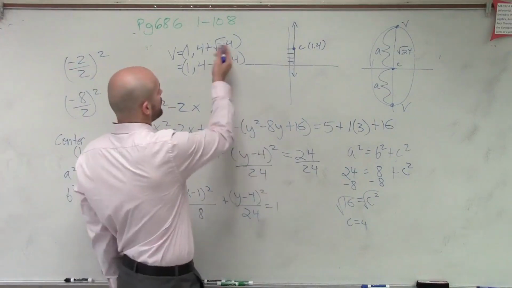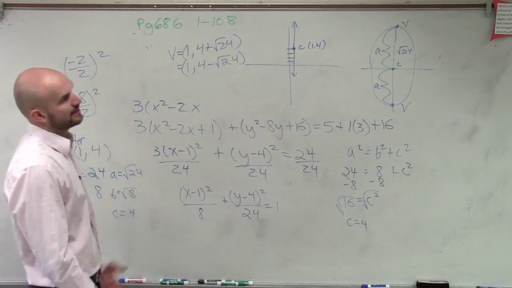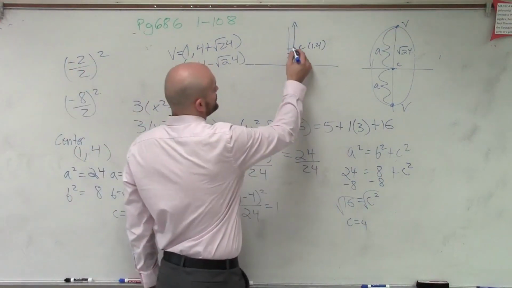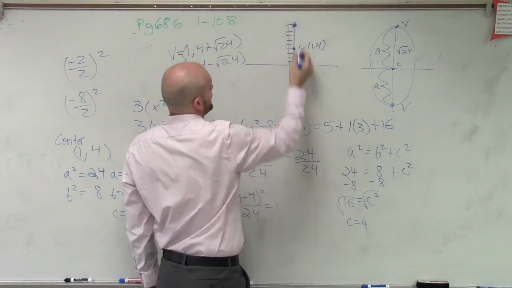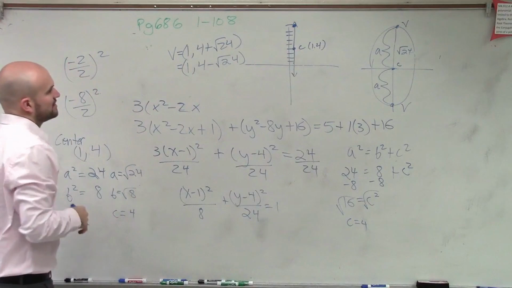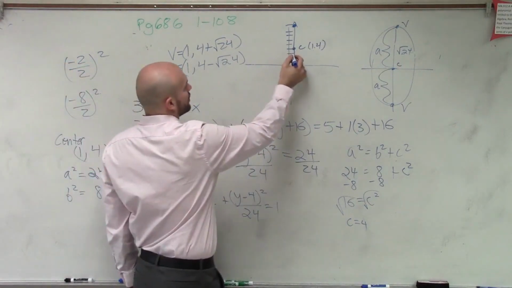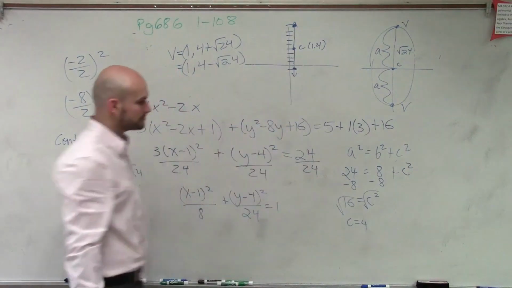OK. So 4 plus 4.8 will be like 8.8. So we could go 1, 2, 3, 4, 5, 6, 7, 8. So it's going to be almost up to 9. And then this one down, 4 minus 4.8 is going to be like a negative 0.8. So it would be 1, 2, 3, 4, down to there.